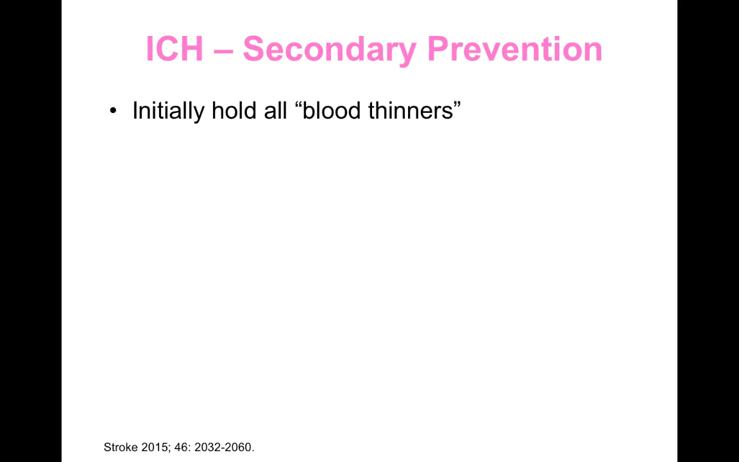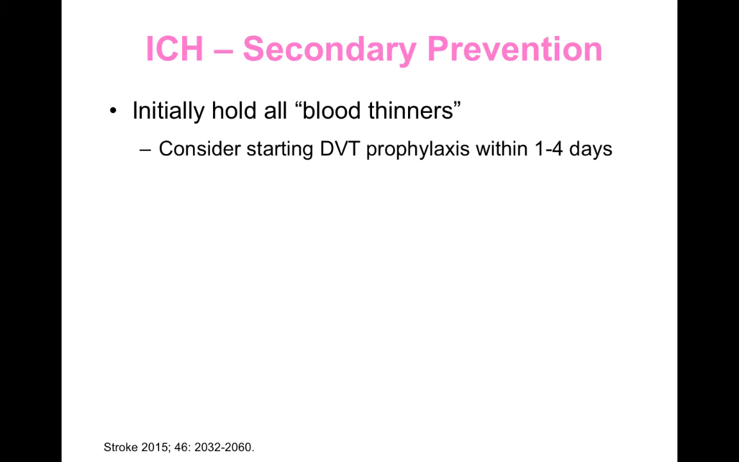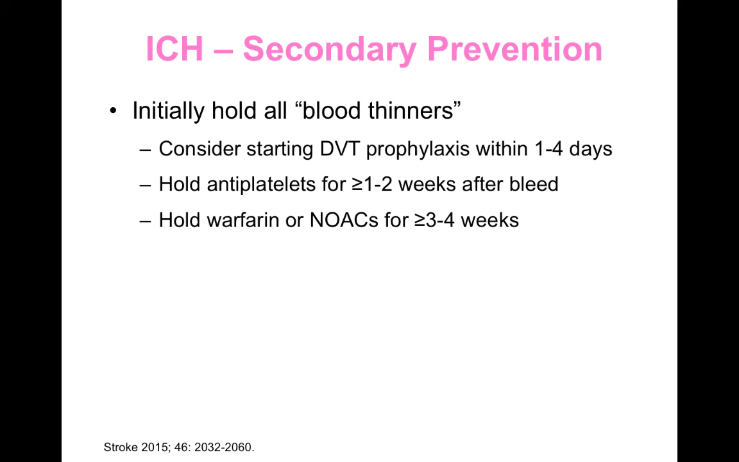As far as secondary prevention goes, you've had a bleed in your head, so the initial thing to do is to hold anything that thins the blood. DVT prophylaxis, such as sub-Q heparin or low molecular weight heparin, may be restarted within the first few days after an intracranial hemorrhage. Things like antiplatelets, such as aspirin or clopidogrel, typically are recommended to hold for at least 1 to 2 weeks after the bleed. If patients have a clear indication for aspirin, you may consider starting it sooner, since low doses seem to have a low risk of bleeding systemically.